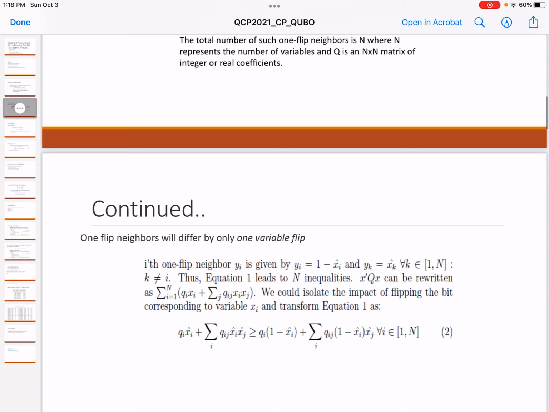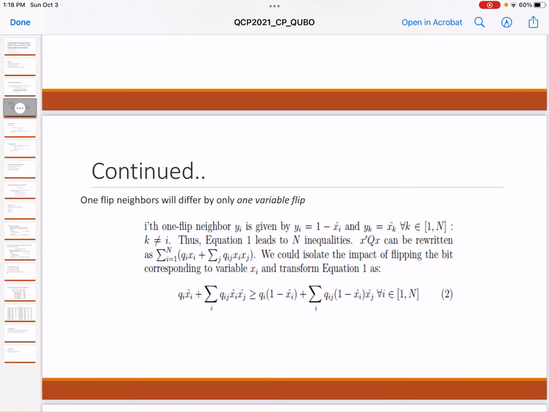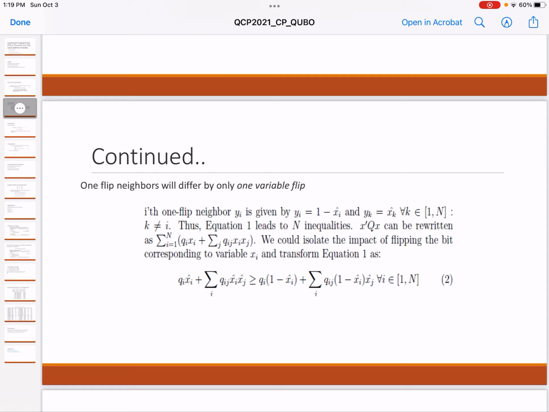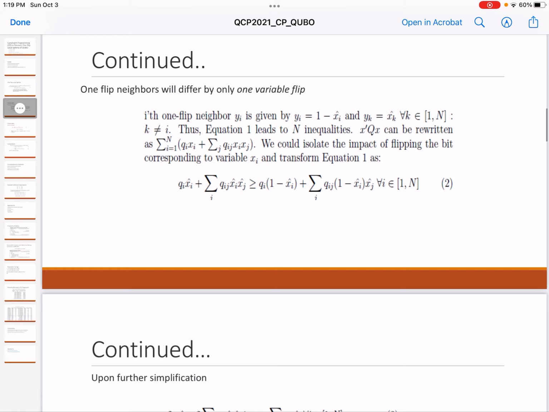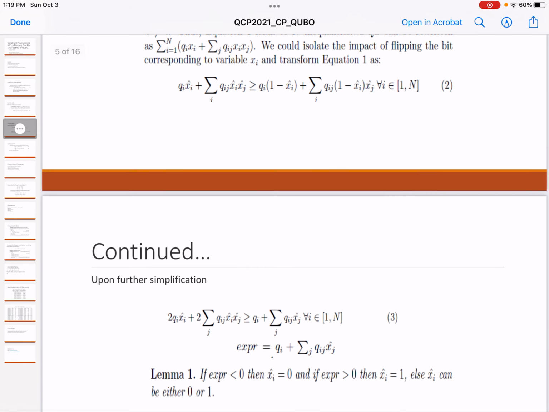The one flip neighbor will be such that one of the bits is flipped and other bits are constant. So if we assume that one of the neighbors of x hat is such that we only flip the ith bit, you can see that we took equation 1 and we are breaking it down by using a combination of linear coefficient and quadratic coefficient, and we are also utilizing the fact that the one flip neighbor will only differ in the bit i. With respect to the one flip neighbor, we have 1 minus xi hat, and other bits are not flipped, so other bits stay at xj hat. We can further simplify this expression for max xQx, and we can arrive at equation 3.